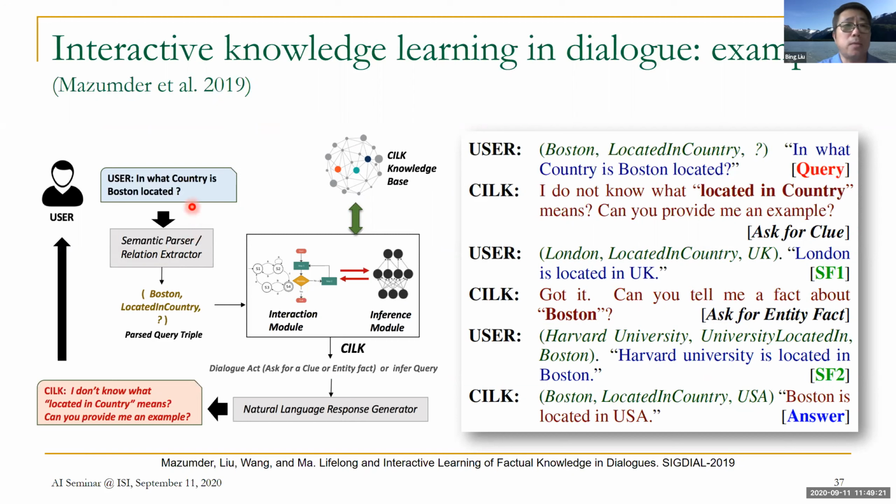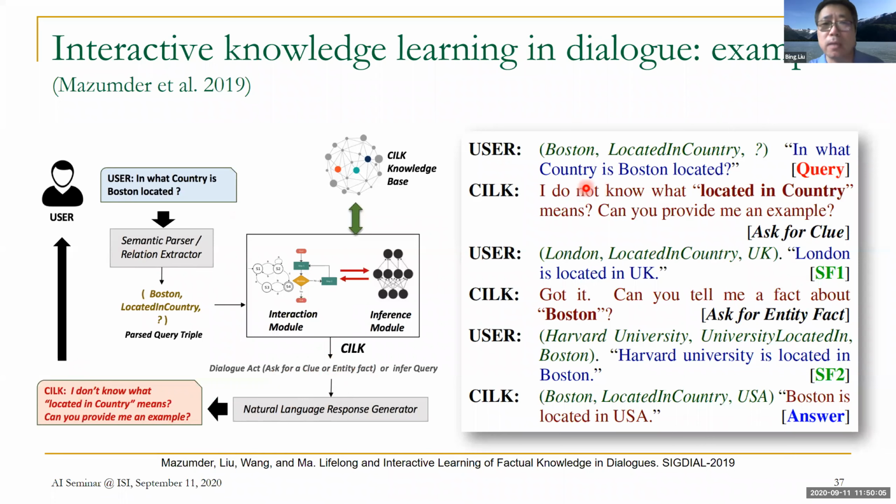So in this case, the user says, "In what country is Boston located?" You go through semantic parsing to produce that set of triples, which is essentially the question. Then the system plays around and couldn't figure out the answer. It has to ask the user, with a dialogue act to ask for clues and ask for an entity, linking to the existing knowledge base and natural language utterance. For example, "I don't know what located in country means. Can you provide me an example?"